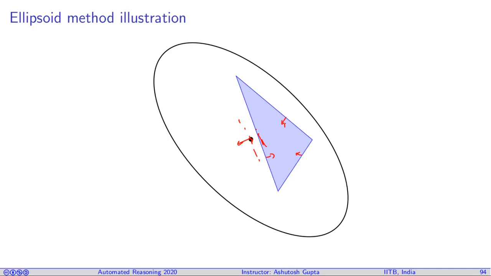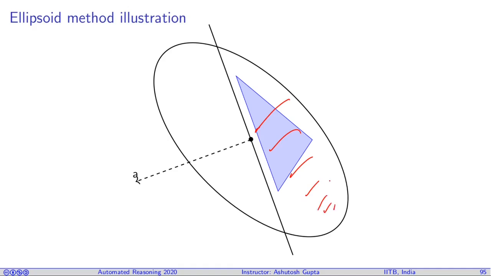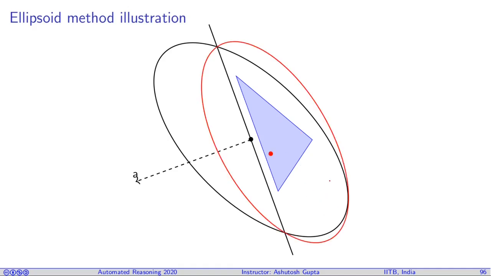So in this direction, which is parallel to this direction, we're going to cut this ellipsoid. Once you cut this ellipsoid, we get this smaller space like this, which we want to represent again using some ellipsoid. Remember that we had this procedure, and then we get this red ellipsoid which contains this triangle space. Now we again check whether the center satisfies this polyhedron. If it does, then we are done. If not, then we go and find smaller and smaller ellipsoids.